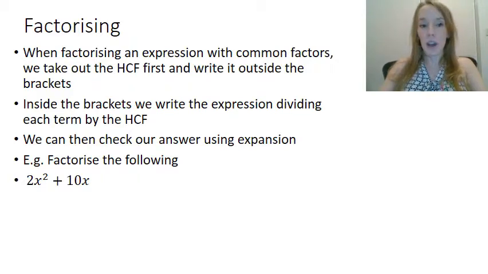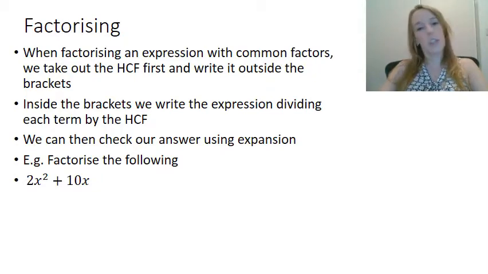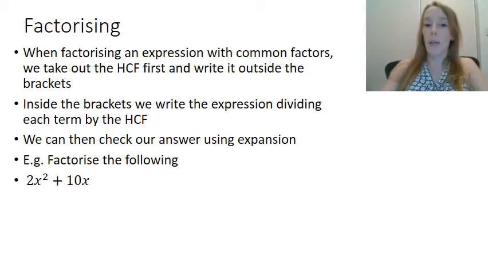Okay. So factorising, we've done a lot of work on expansion in our previous videos, and we've spent time expanding brackets and things like that. Factorisation is kind of the opposite. When we factorise expressions, we have a few steps to follow. The first thing we do is find the highest common factor. Once we've found it, we write it outside the brackets. Inside the brackets, we write the expression as it was, and we divide each term by the highest common factor, and our answer will be our factorised expression. Then if we're unsure if this is correct, or just to double check, we'll expand it to see if we get back to our original expression.